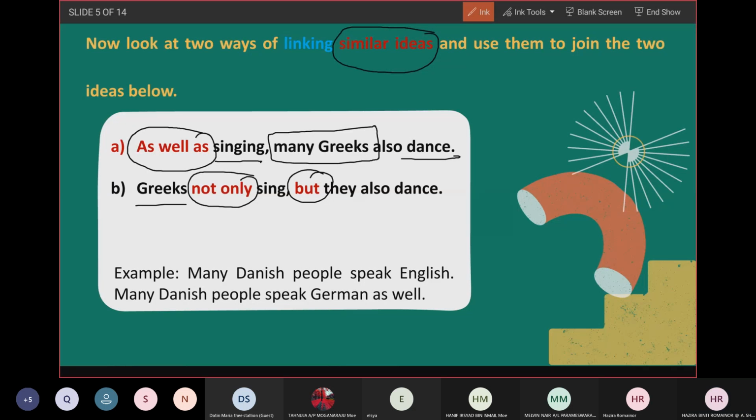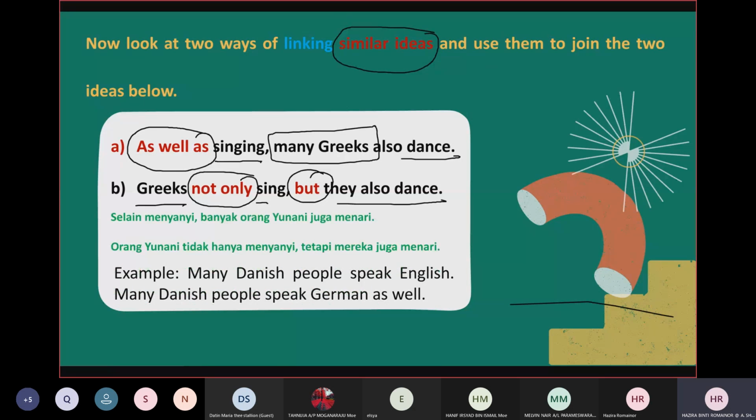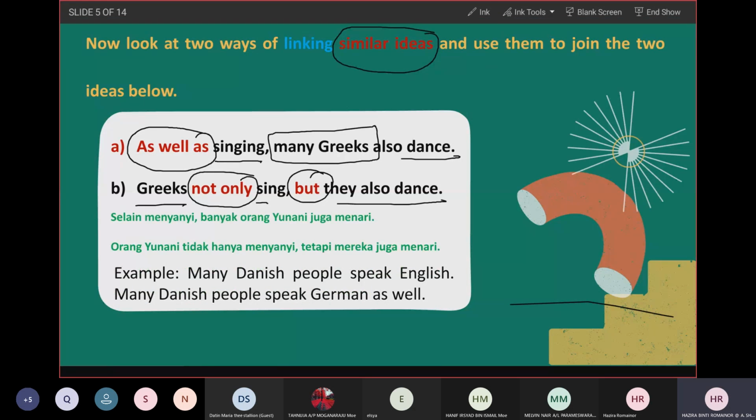Still idea yang sama, menunjukkan idea yang sama. Okay. So in Malay it means that selain menyanyi, banyak Greeks referring to orang Yunani. Alright, banyak orang Yunani juga menari. Yang kedua, orang Yunani tidak hanya menyanyi, tetapi mereka juga menari. So, idea yang sama dalam petikan tersebut. So, they give you another questions there. Okay.